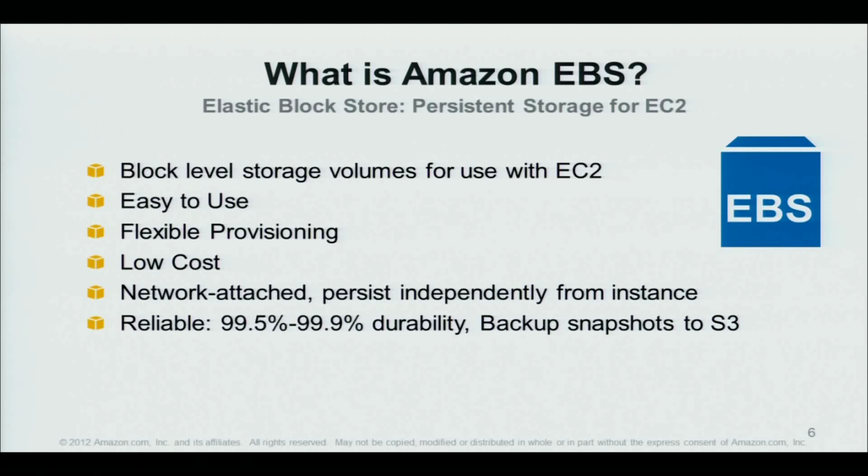Like our Amazon EC2 service, with EBS, you only pay for the resources that you need, and EBS offers a high level of reliability, 99.5 to 99.9% durability. EBS also provides you with the capability to take point-in-time backups of your EBS volumes and store those snapshots in Amazon S3, our durable internet storage service. You can then access those snapshots in subsequently creating EBS volumes from those snapshots.